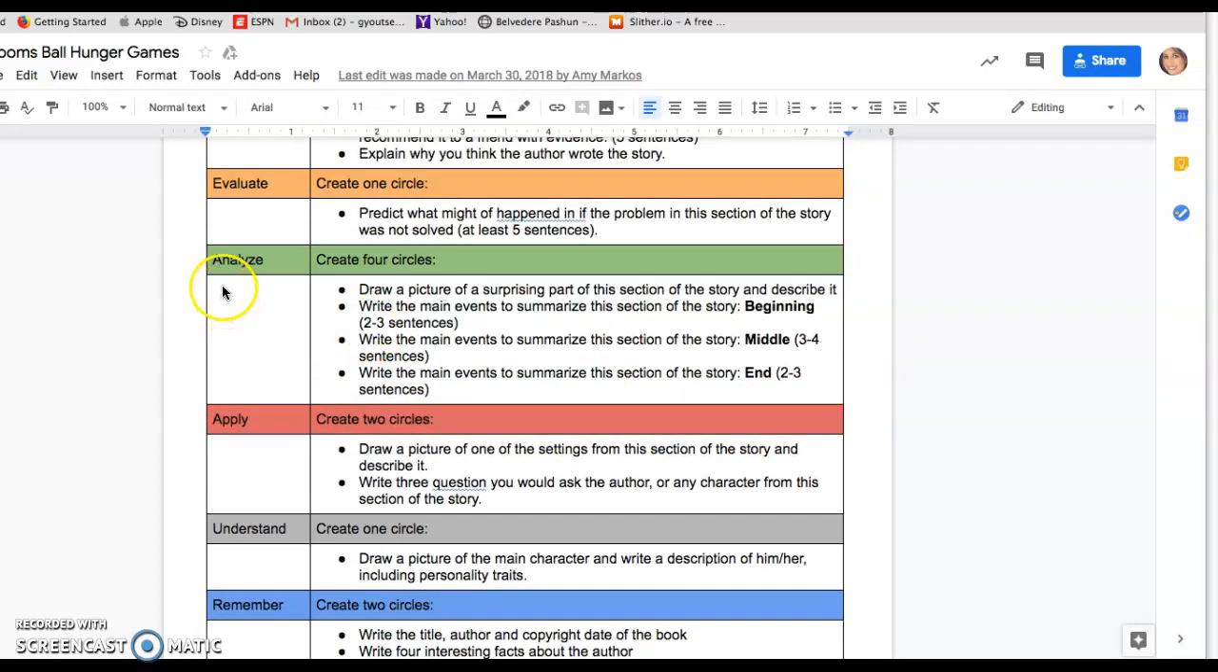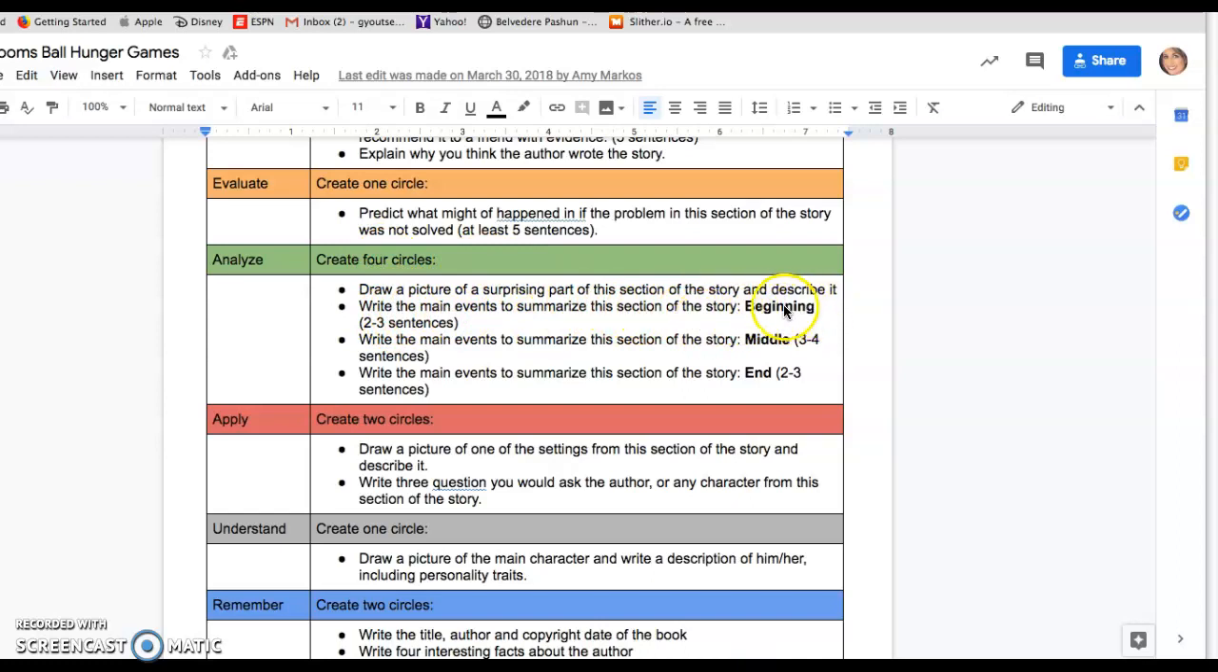Then you're going to move up to analyze. You need 4 circles here. First circle or template is you're going to draw a picture of a surprising part of the section of the story, something that surprised you, and describe it in detail. So I need a beautiful picture of your best drawing and then describe it in detail of why that was surprising to you.